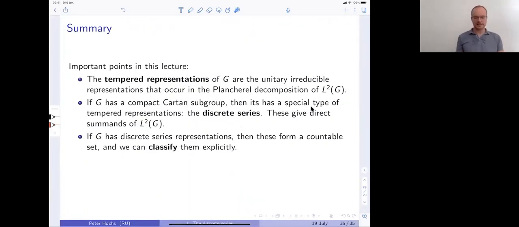So what we've seen is that the tempered representations of G are the ones that occur in the Plancherel decomposition of L2 of G. If there's a compact Cartan, we have a discrete subset, and we can classify discrete series representations as I showed. And that's what we need to remember for the next few lectures. All right, that's it for today.